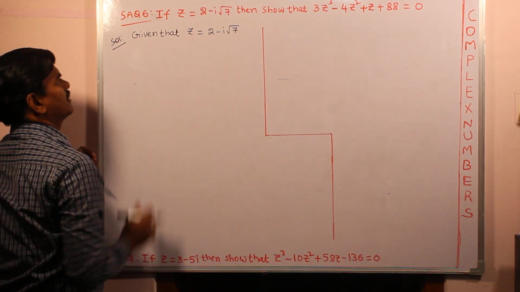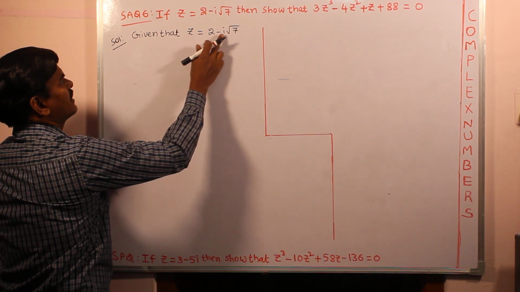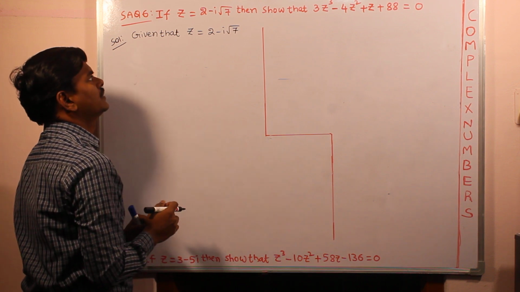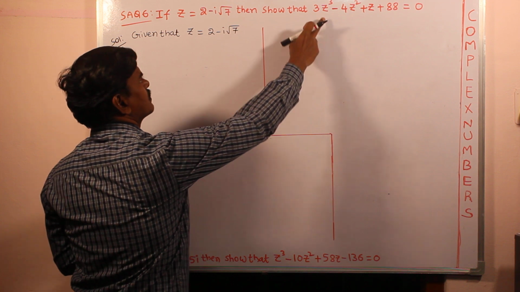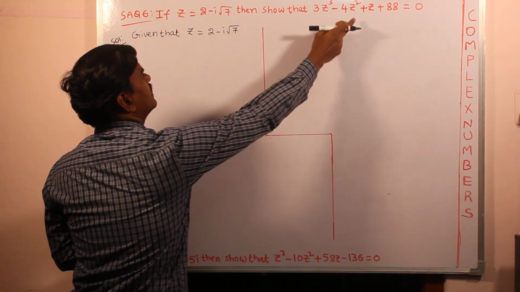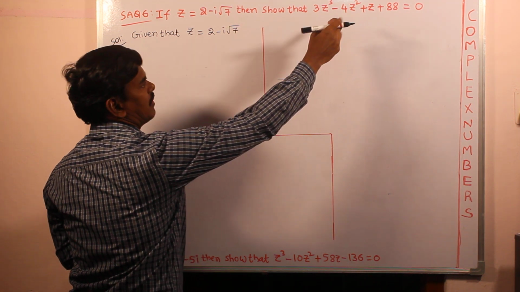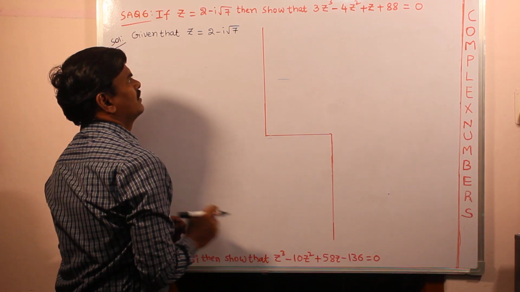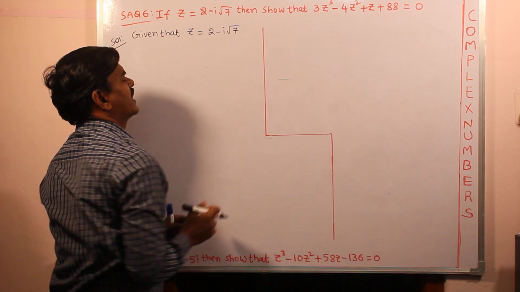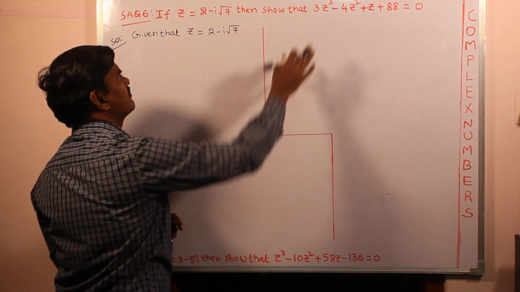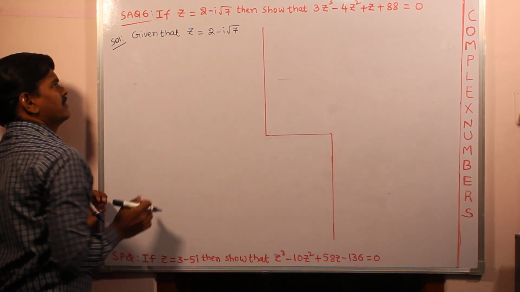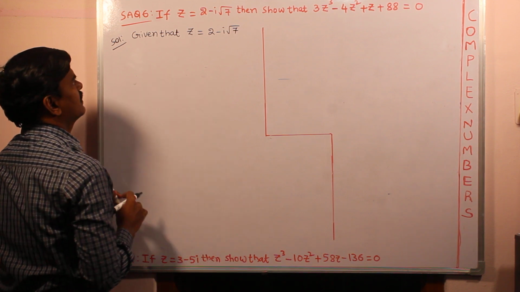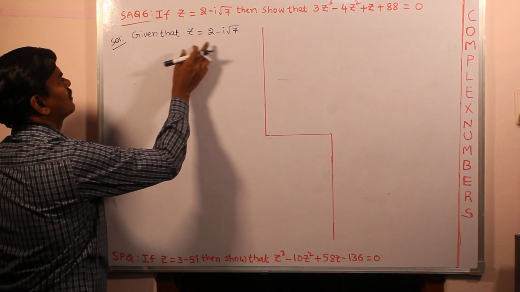So let's write the given equation. z equals 2 minus iota root 7. There are many methods to solve this problem. One is substituting the z value directly in LHS, and after simplification we will get RHS. That is one method, but you may get some complications in the simplification part. That is the reason why I have selected an easy method. Let us see that method.